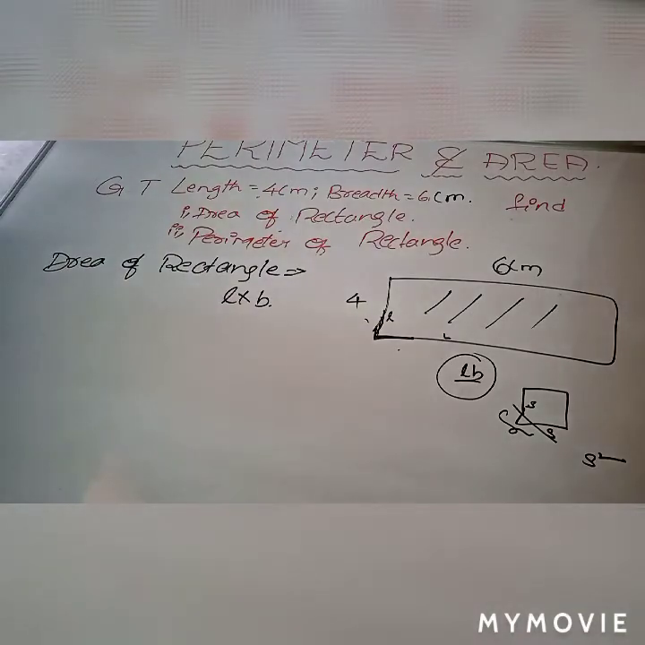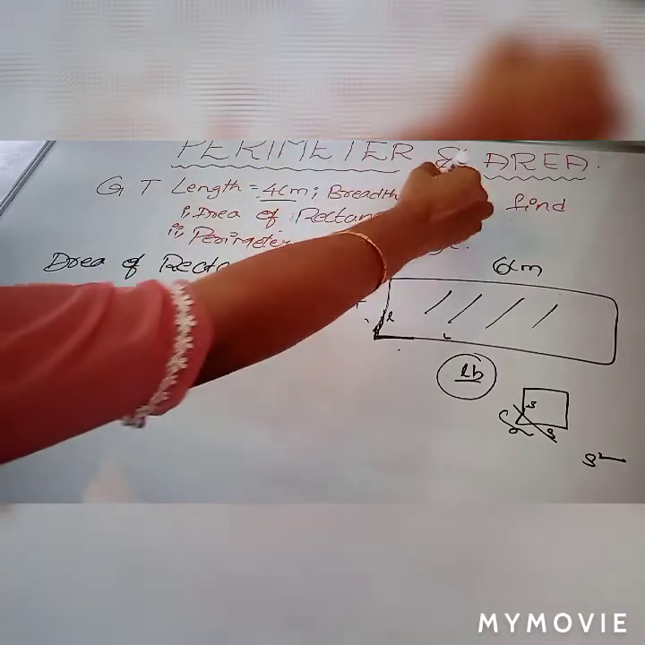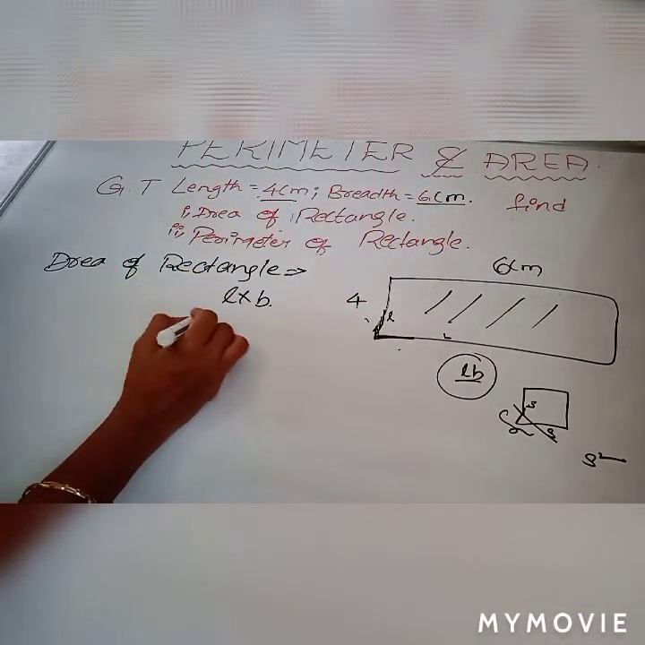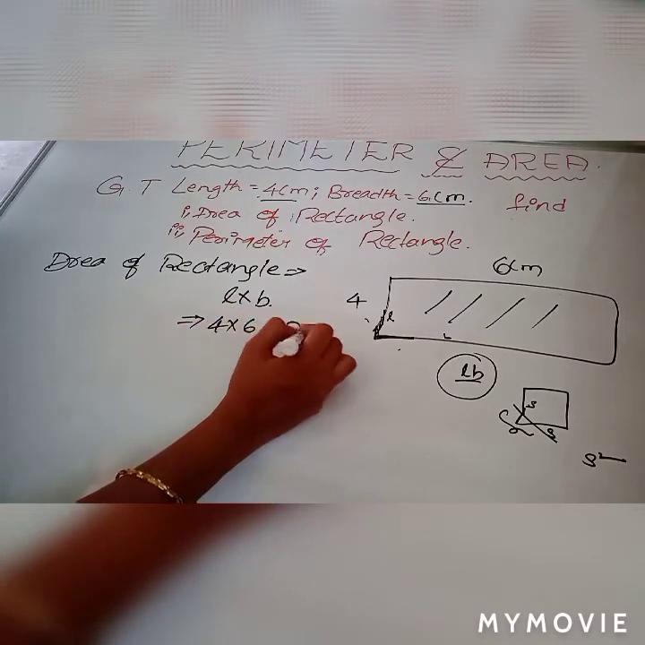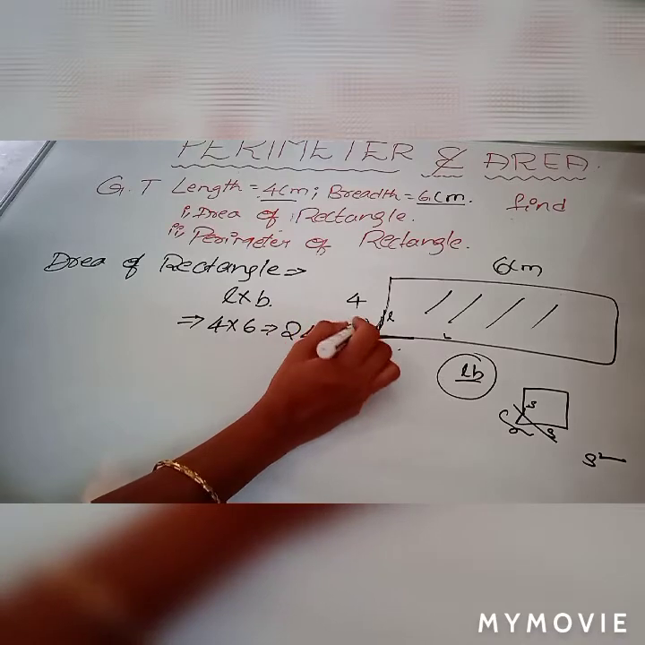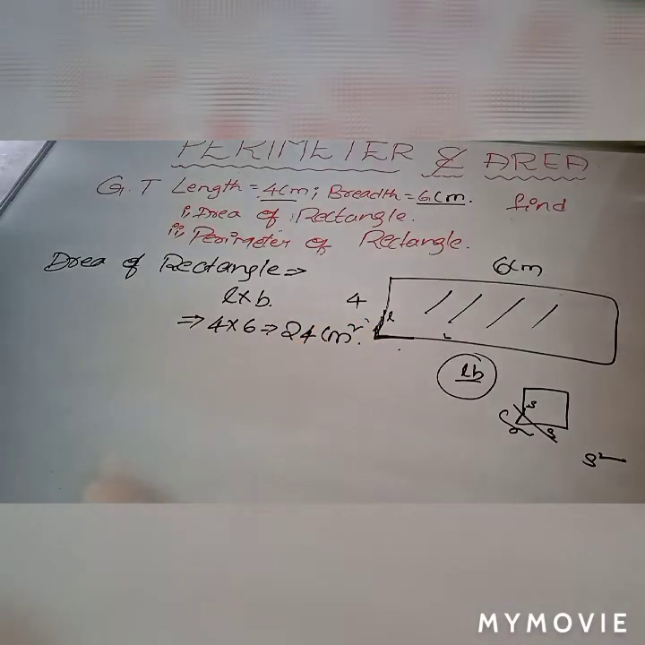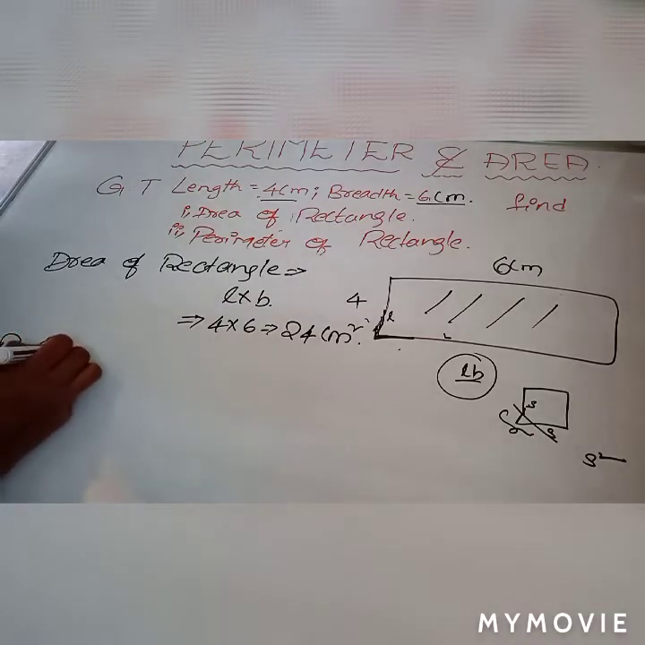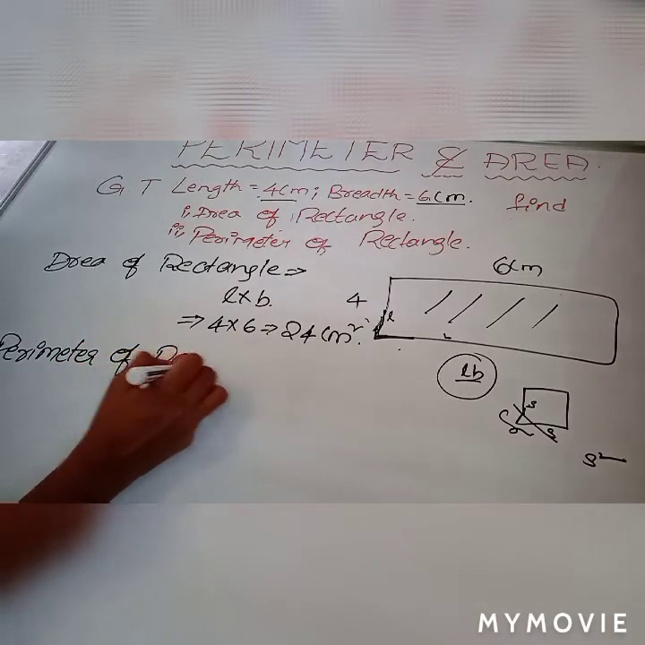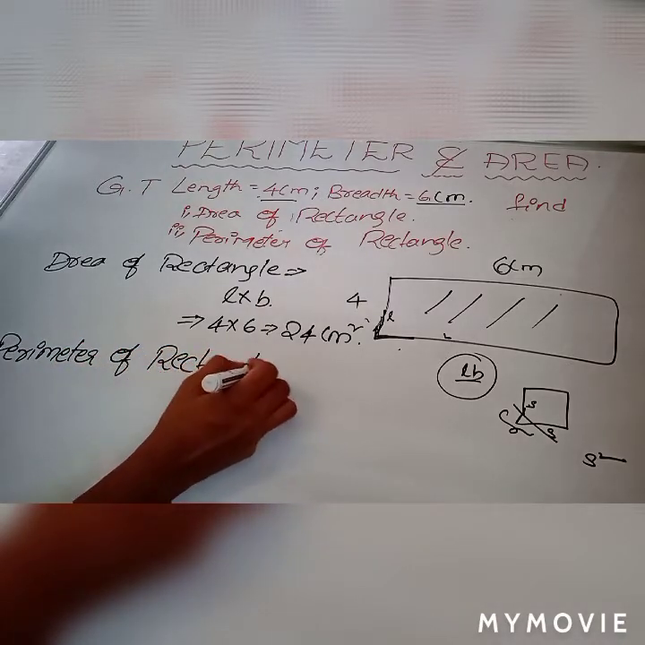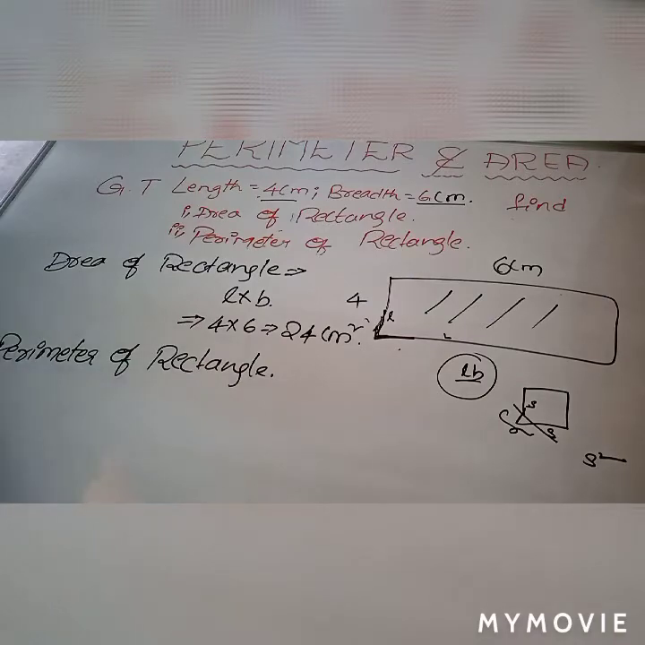What's the given question? Length is 4 centimeters and breadth is 6 centimeters. So multiply these two, 4 into 6, that is 24 square centimeters. So area of rectangle is 24 square centimeters. And the next one is perimeter of a rectangle. So what's the perimeter of rectangle formula?